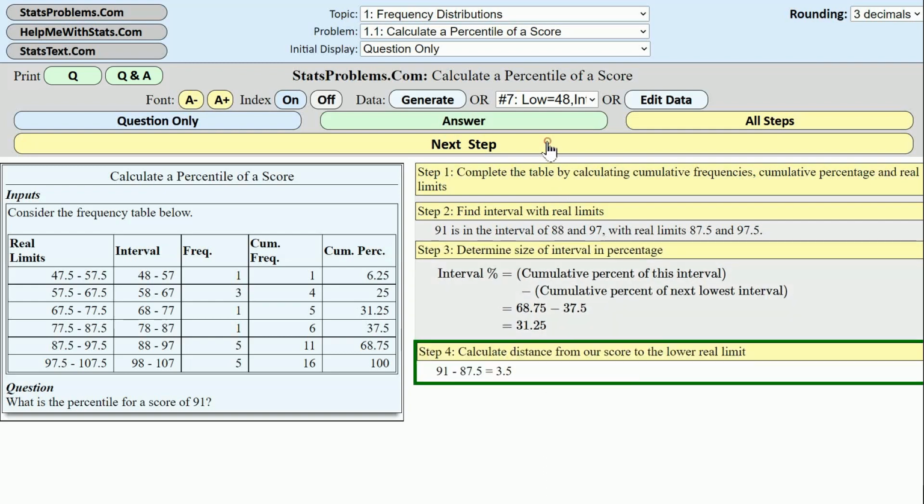In Step 4, we calculate the distance of our score from the lower real limit. Our score of 91 minus the lower real limit of 87.5 is 3.5.